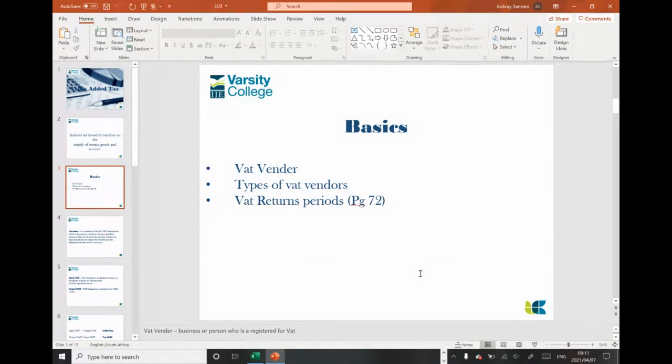If your turnover is more than 30 million, you must submit a monthly return. Then you can submit every 6 months, or annual returns are also possible in certain instances. So you could probably do it every 6 months if you don't have that many transactions, or annually. So those are the different VAT periods that you have: every 2 months, every month, every 6 months, and annually. Take note of that.